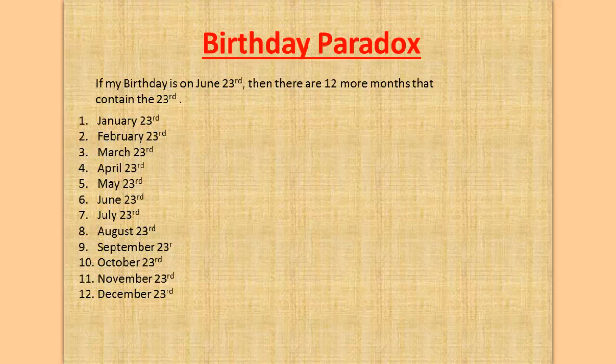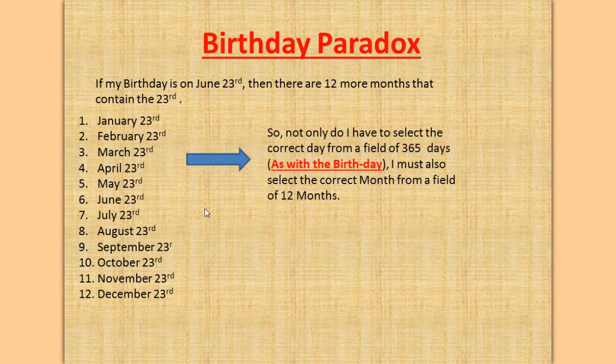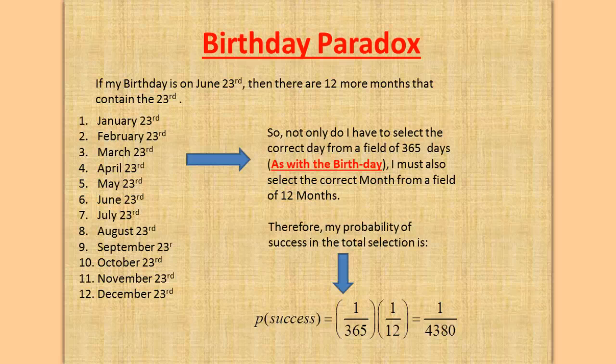So if I'm picking the correct day of the 23rd, I have 12 more months I can pick from, okay? So not only do I have to select the correct day from a field of 365 days, as with birthday, I must also select the correct month from a field of 12 months. Okay? Therefore, my probability of success in the total selection is 1 over 365 times 1 over 12. Okay?